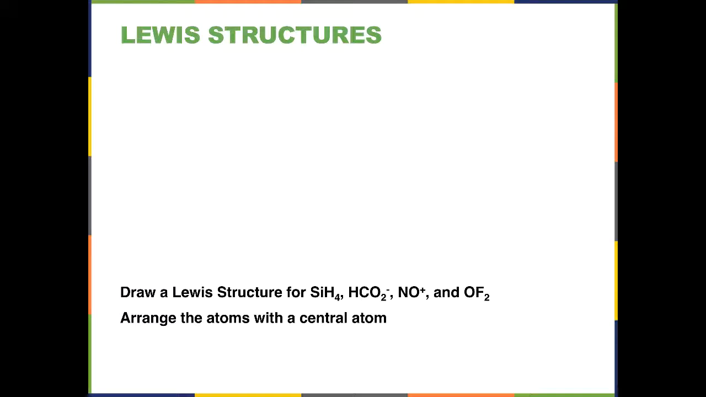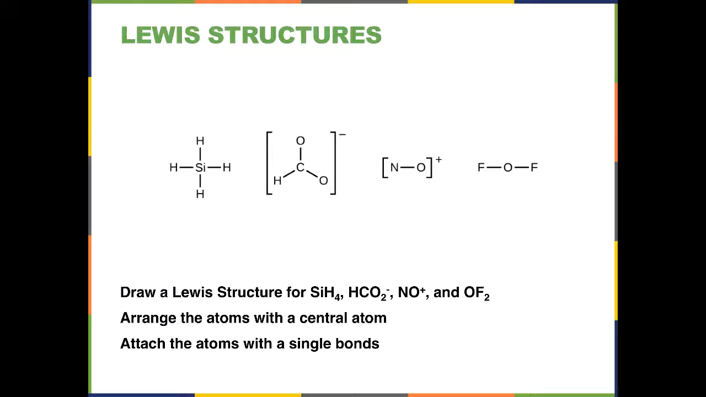And then for this oxygen difluoride, each fluorine has 7, so that's 14, plus 6 is 20. So let's do what it says and arrange the atoms with a central atom, and also attach these atoms with single bonds. And this is the way it would look. So you use the silicon as the central atom, and you could argue about which atom should be the central atom with the second one, but I will tell you that in most cases, the carbon or silicon or nitrogen is commonly the central atom.